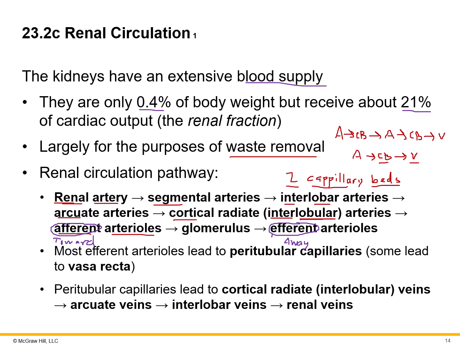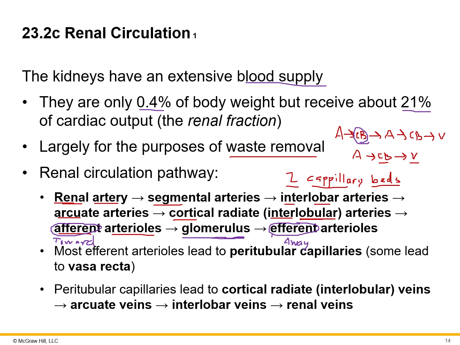So we have our afferent arterioles, and then we hit our first capillary bed. So we are here, first capillary bed, which is called the glomerulus. Then we're not done, okay? We still have to take that blood somewhere else. Okay, from the glomerulus, we hit the efferent arterioles. This is the away. Okay, so they're taking blood away from the glomerulus.